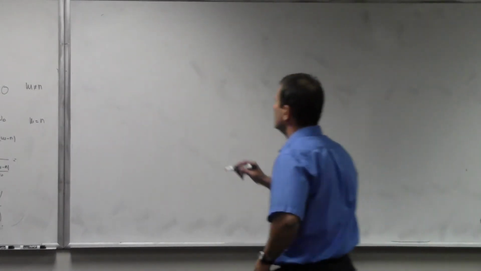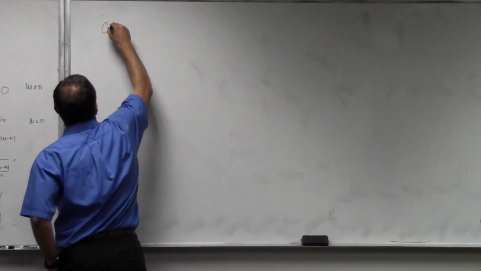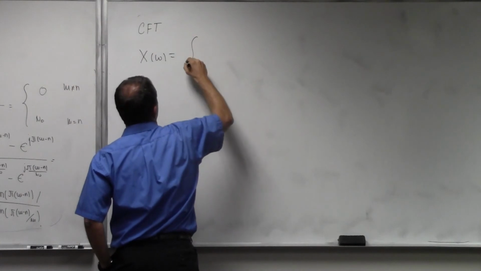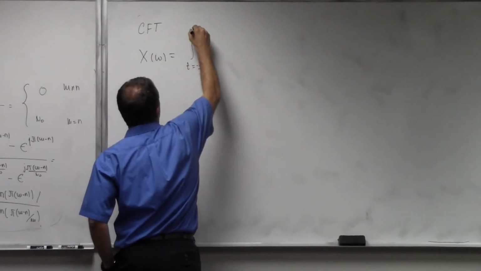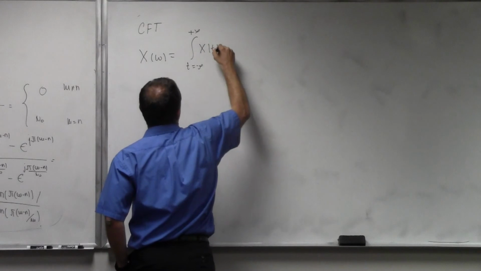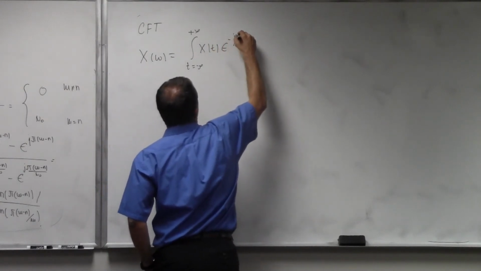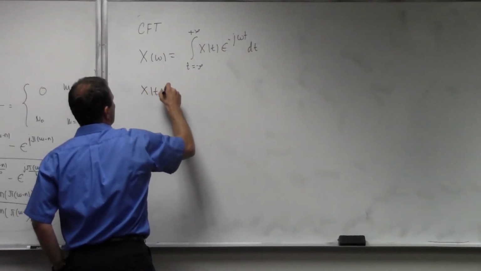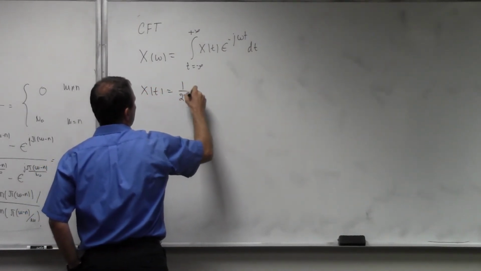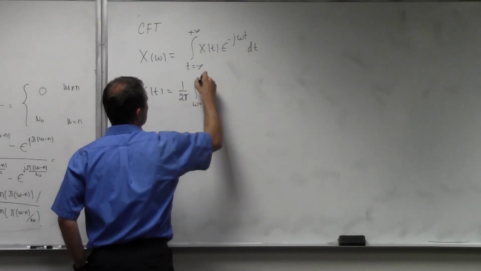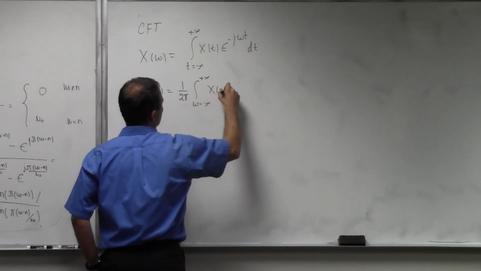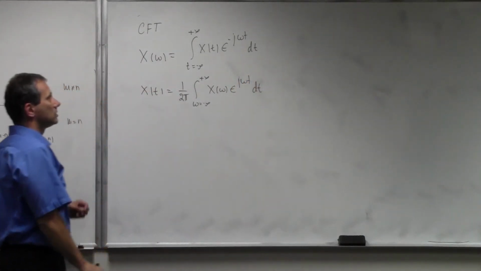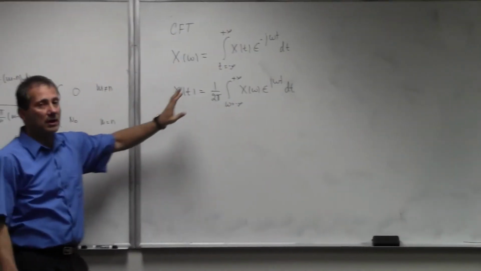So here's our continuous Fourier transform. It says that x of omega is equal to the integral when t goes from minus infinity to plus infinity of x of t e to the minus j omega t dt, and it gives us x of t as 1 over 2 pi times the integral when omega goes from minus infinity to plus infinity of x of omega e to the j omega t d omega. This is our continuous transform. What it says here, we understand what it gives us.